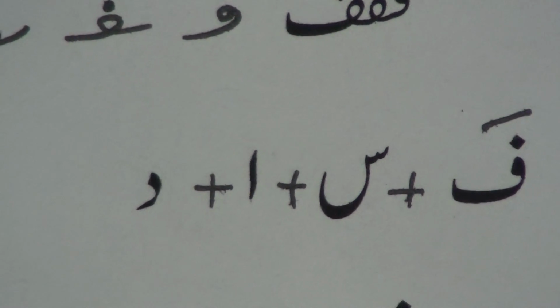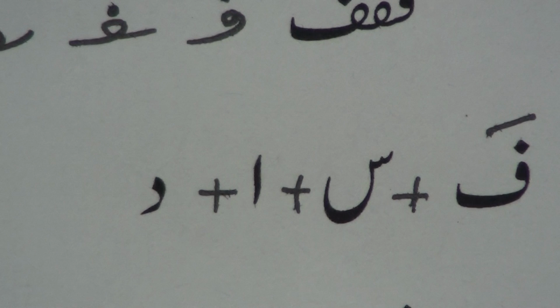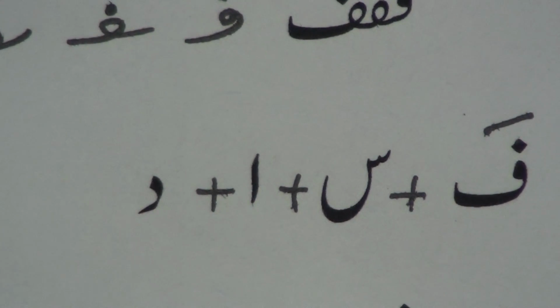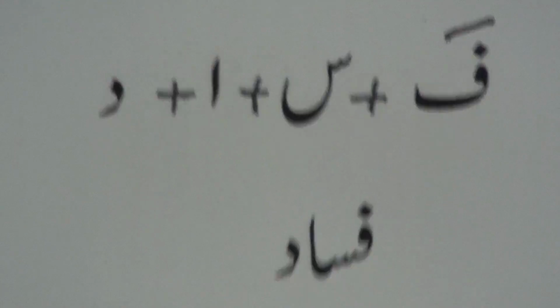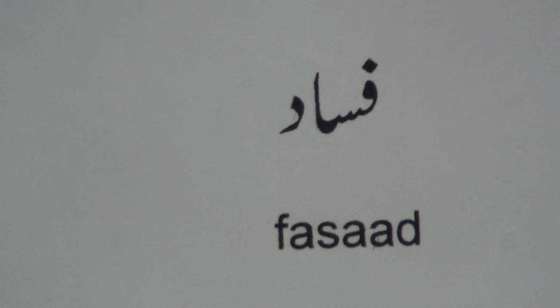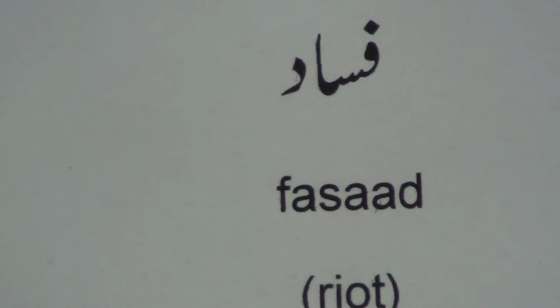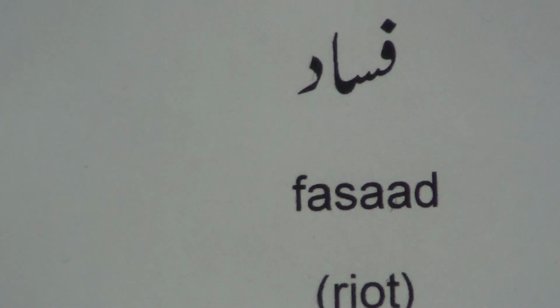Fe, Sin, Alif, Dal. Fe zabar fa, Sin, Alif, Sa, and Da, Dal. Fasaad is written like this. Fasaad means rat.